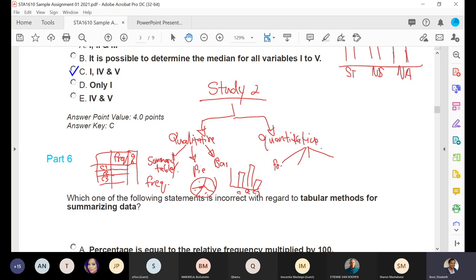We can use a frequency distribution. Let me write it properly, because now my pen slides off my screen right now. It doesn't stick.